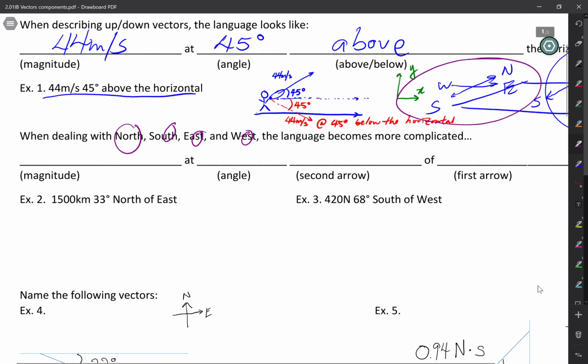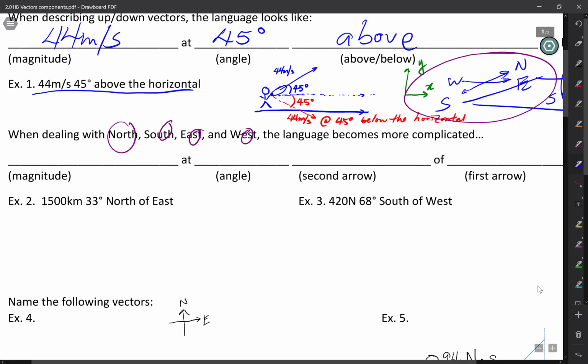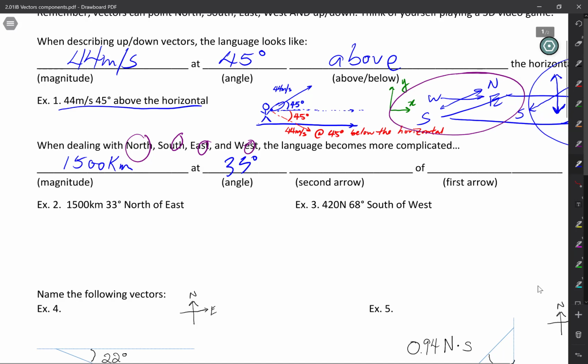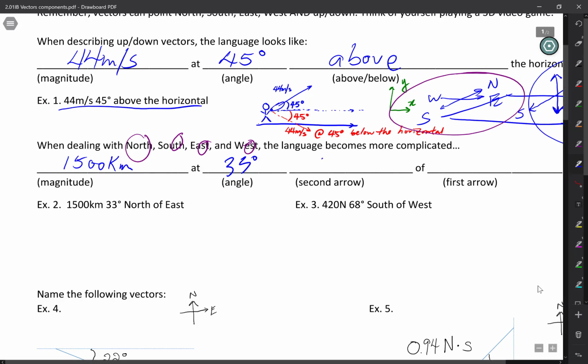We usually start with the magnitude, always. I will take example 2 as an example. Let's say I have a displacement of 1,500 kilometers at 33 degrees. So this is an angle. And then I have 2 reference locations, directions. I have one being north, and one in one axis of east. This one is in the other axis. So what does this all mean?